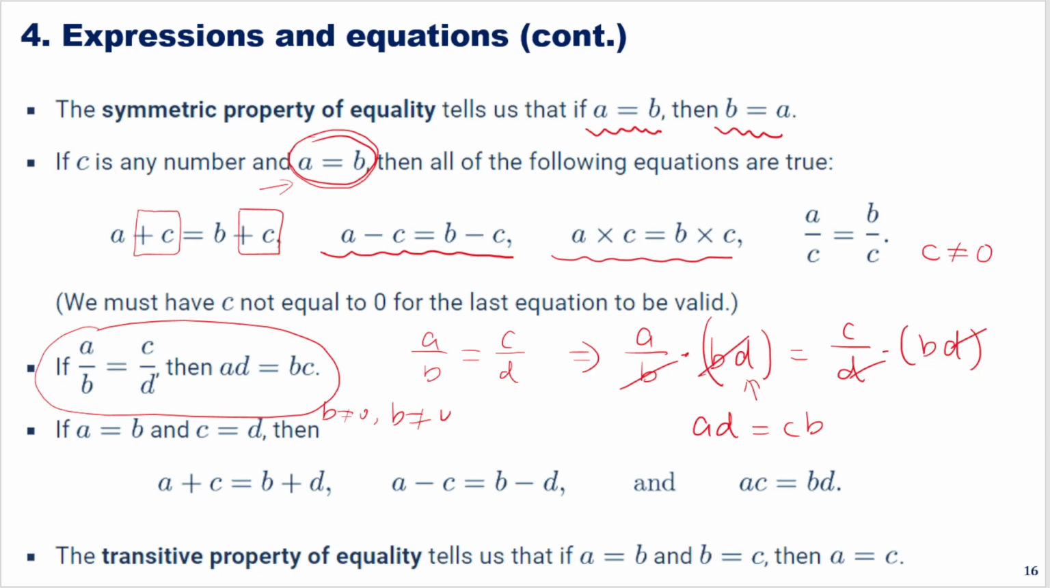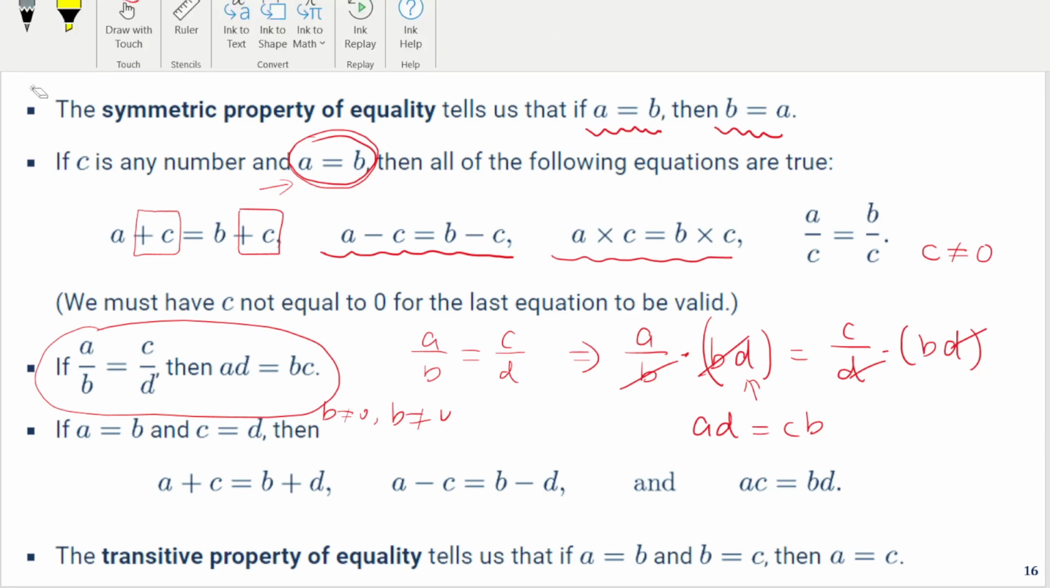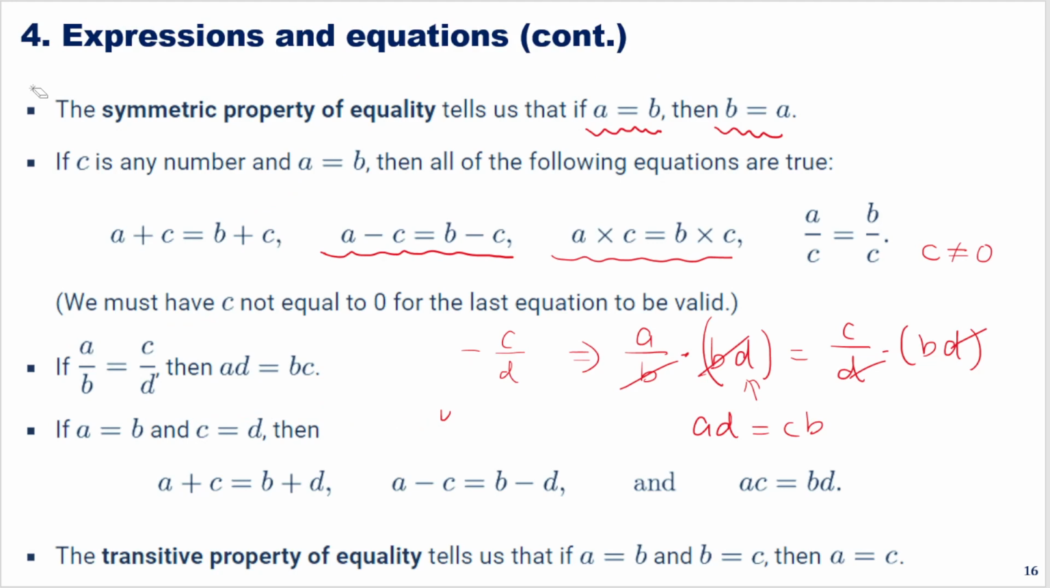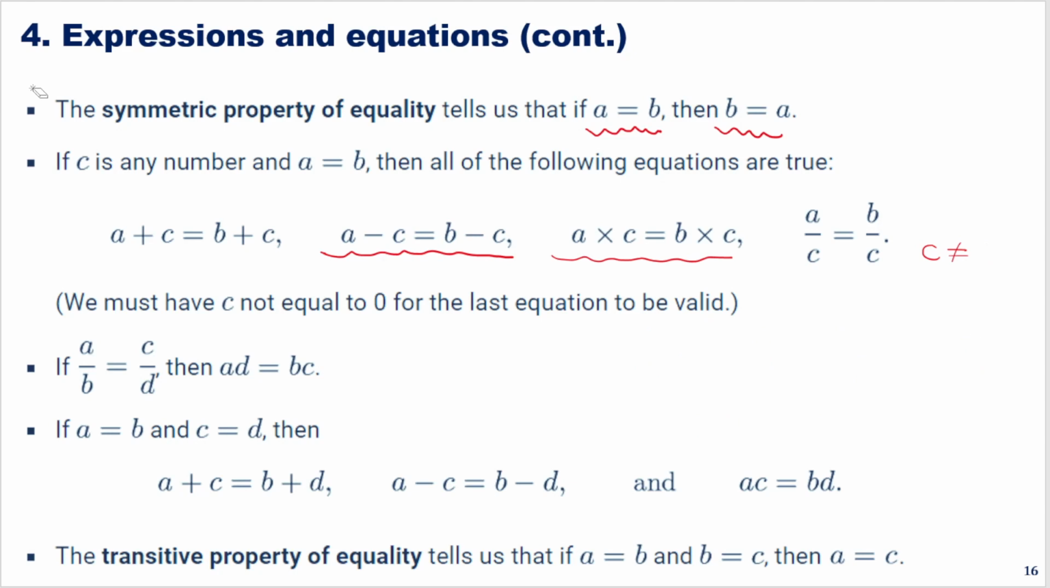And if A equals B and C equals D, then the following expressions are true: A plus C equals B plus D, A minus C equals B minus D, and AC equals BD. And last, the transitive property of equality tells us that if A equals B and B equals C, then we will have A equals C. Alright, so please have a look at the properties here and let me know if you have any questions, okay? You can try to prove them by yourself after this class. I'm not going to talk about the proof here, okay?